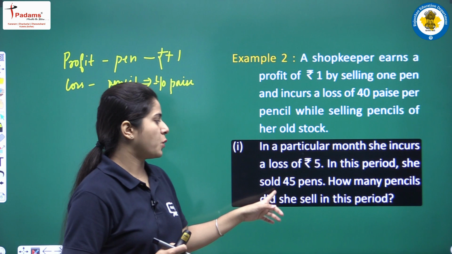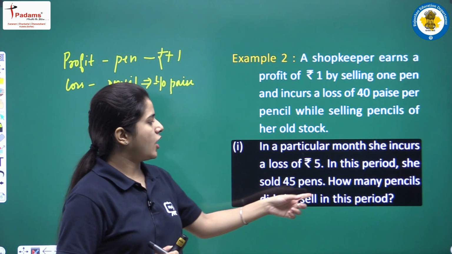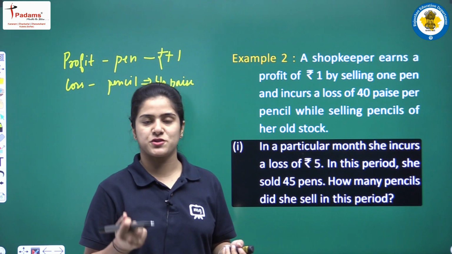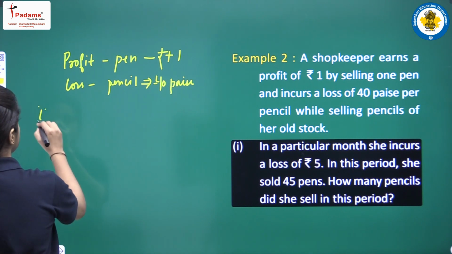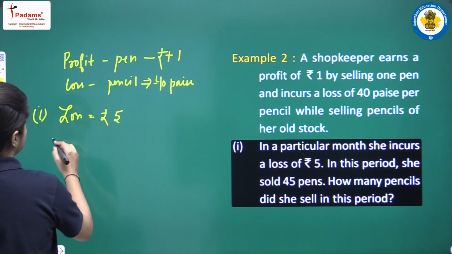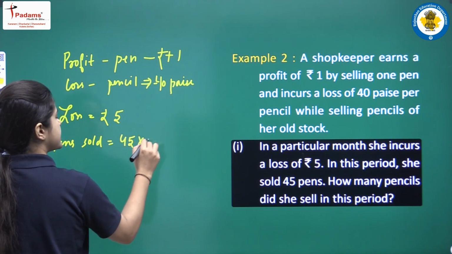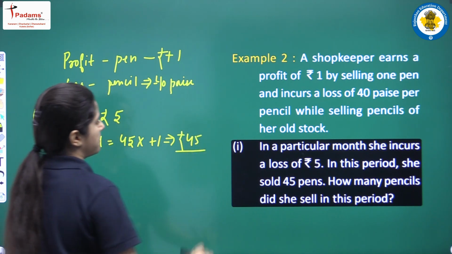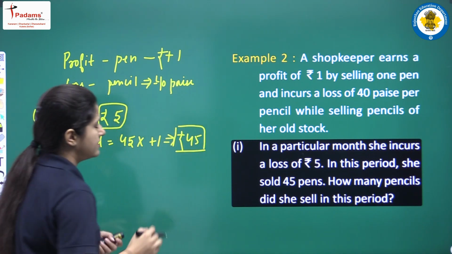In this period, she sold 45 pens, but we know that pens are having a profit, okay? How many pencils did she sell in this period? So basically the loss is all about the pencil, so we have to find how many pencils she has sold, okay? So in this first part, she is having a loss of ₹5 and she has sold 45 pens, and for every pen she is getting a profit of ₹1. So basically 45 rupees profit is there, but the loss is ₹5. She is getting the profit till here and the loss is this.